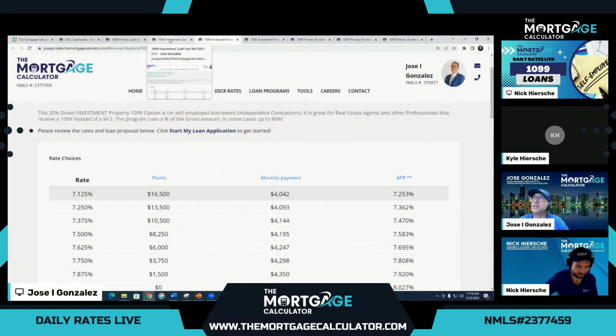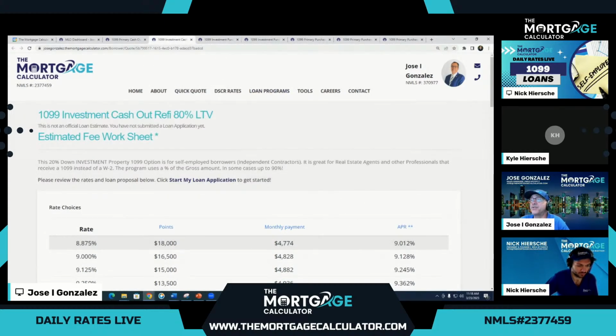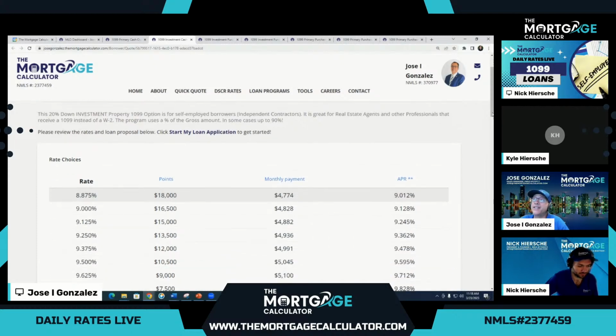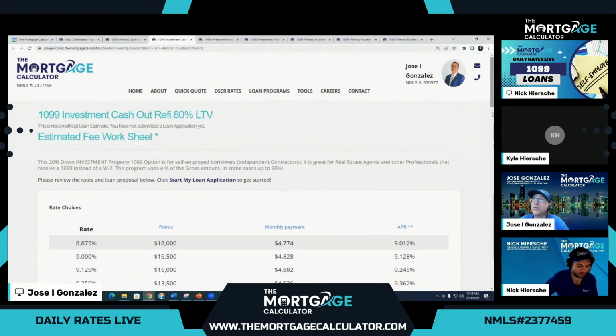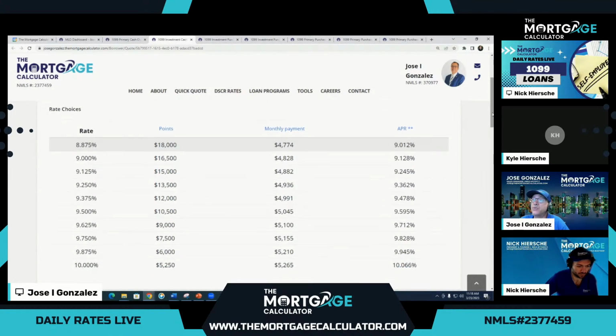So now we're going to show a couple of cash out options. Now, this is for your investment property. Your highest loan to value is 80% on a cash out using the 1099 option. So 10% is the lowest cost option. 8.875% at a cost of 3 points is your lowest rate option.